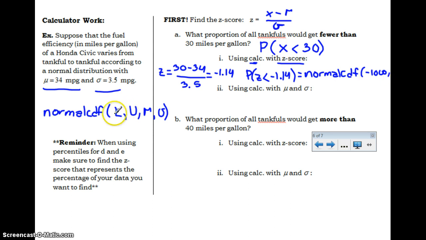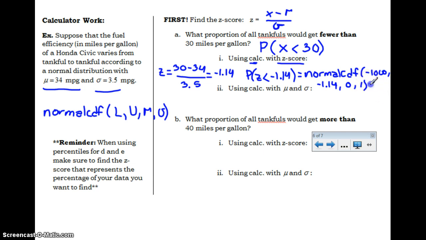Comma, that's my lower end. Now my upper end goes all the way up to negative 1.14. Then, since we're in the z's, I have to tell it the mean and the standard deviation of the z distribution. Well, the z distribution always has a mean of 0 and a standard deviation of 1.